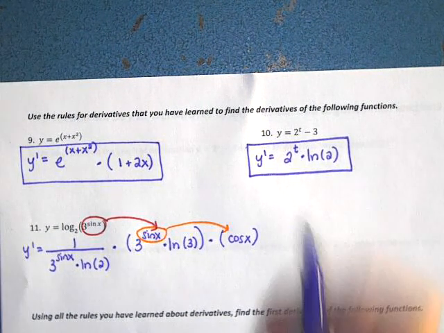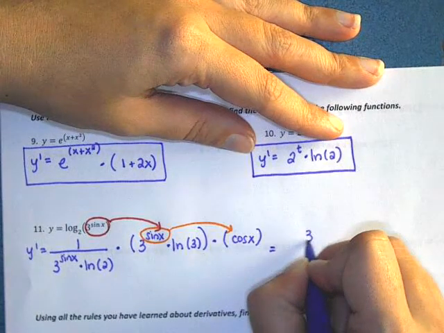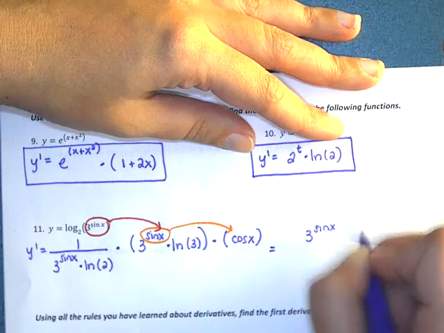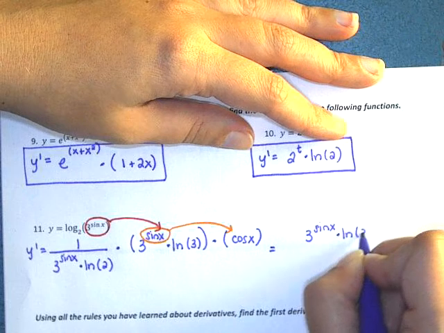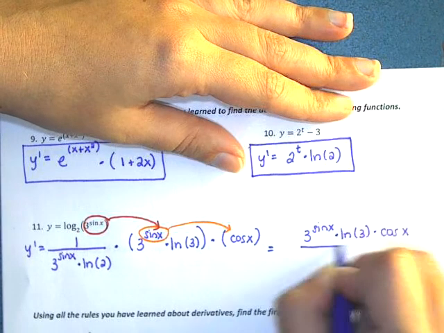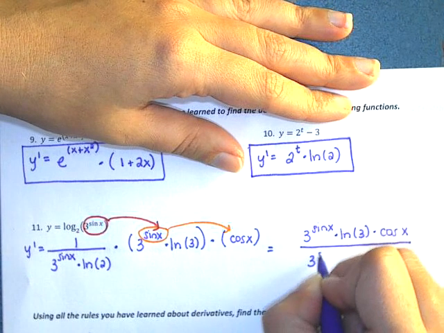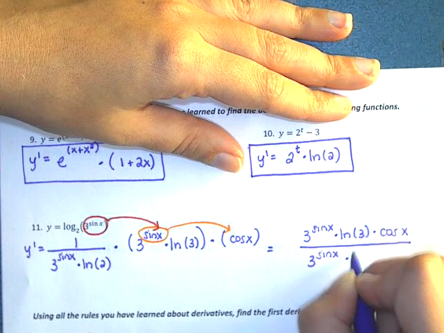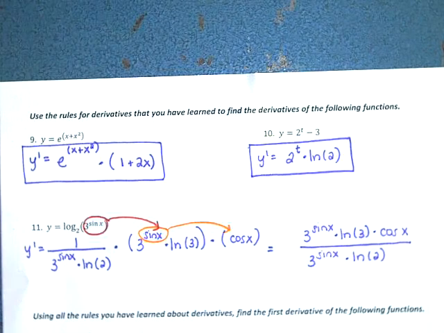So to make this look a little bit prettier, I'm going to write 3 to the sine of x times the natural log of 3 times cosine of x all on the top, and 3 to the sine of x times the natural log of 2 on the bottom.